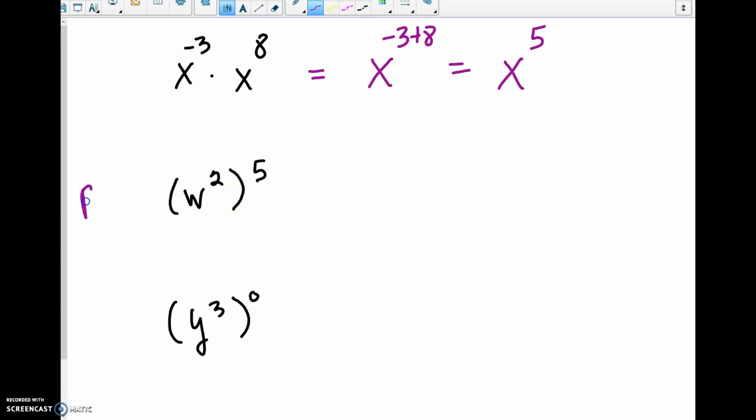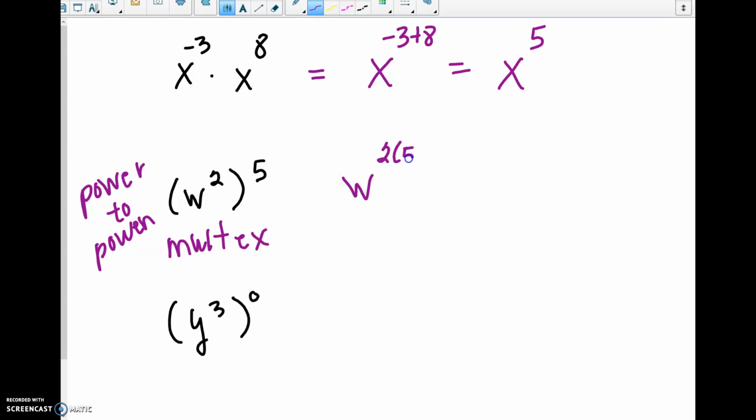So this one is a power to a power. When you do power to a power, this is when you're going to multiply exponents. So we're going to keep the W, and we take 2 times 5. So we have W to the 10th.